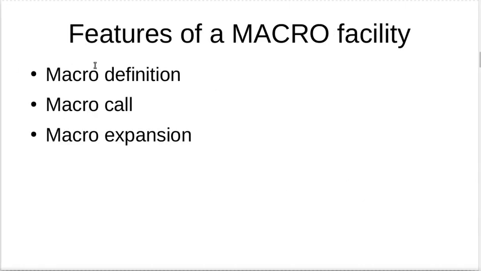Moving forward, the features of a macro facility. There are 3 features in all. The first is the macro definition, the second is the macro call, and the third is the macro expansion. If you remember from your programming days, we had something similar with functions: there was a function definition, then a function call, and the function expansion would occur.